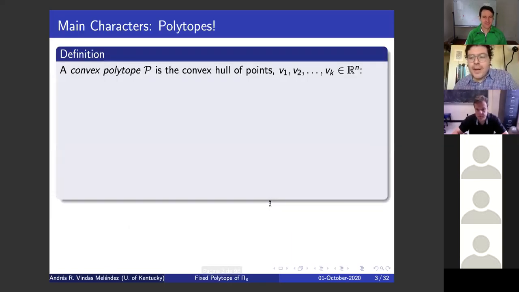And so I want to start. I don't know what people's backgrounds are in the room, but I'm just going to try to define everything as much as possible. I won't assume people know what a polytope is, for example. So what are our main characters? Our main characters are polytopes. And I believe that everybody at least has seen polytopes in the past, even though you might not know the definition. But a convex polytope is the convex hull of finitely many points in R^n.